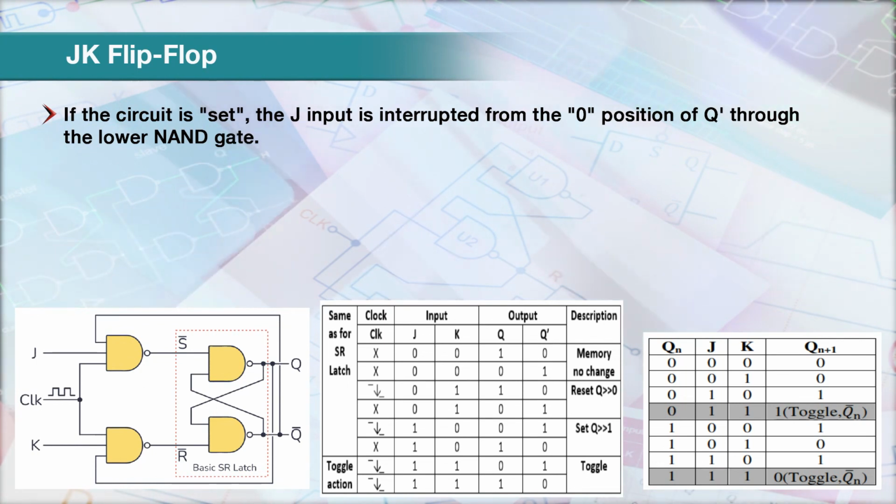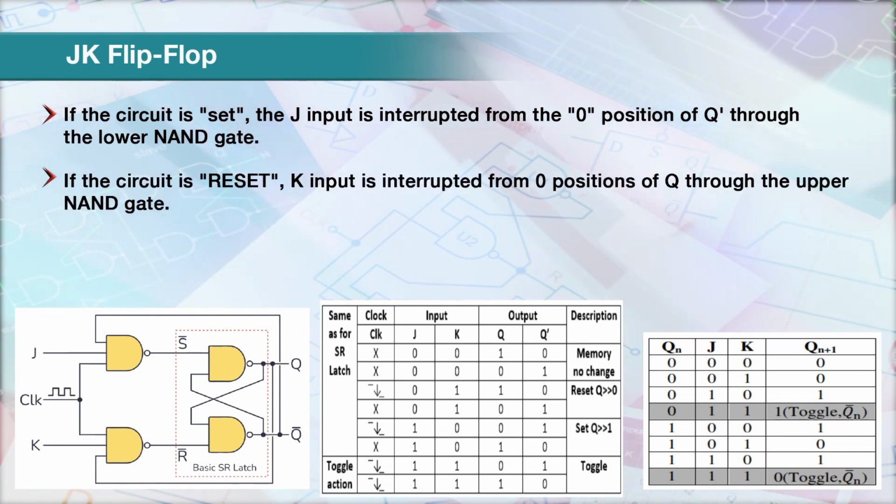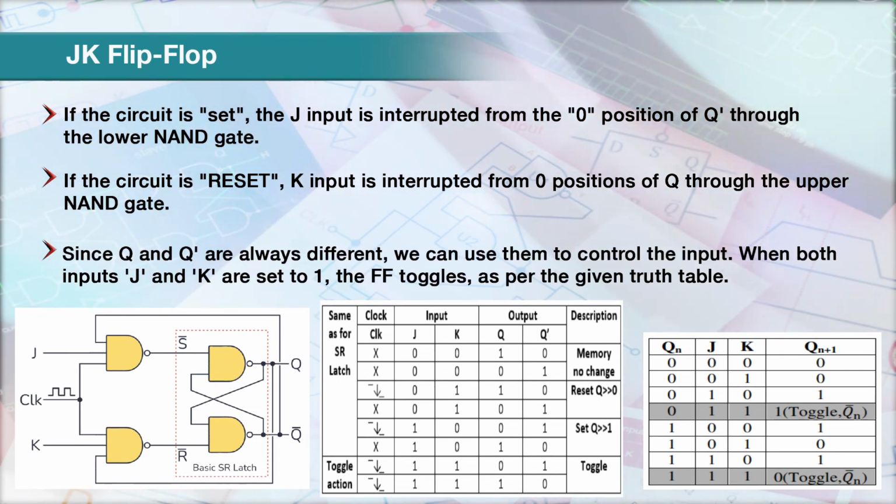If the circuit is set, the J input is interrupted from the 0 position of Q through the lower NAND gate. If the circuit is reset, the K input is interrupted from the 0 position of Q through the upper NAND gate. Since Q and Q dash are always different, we can use them to control the input when both inputs J and K are set to 1. The flip flop toggles as per the given two tables.